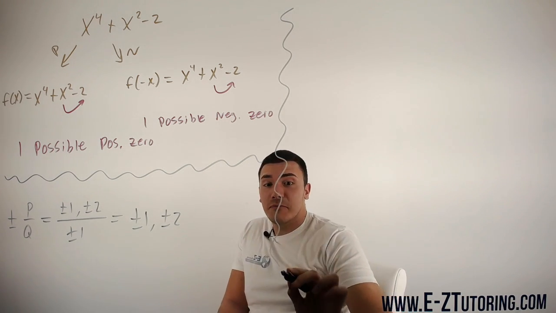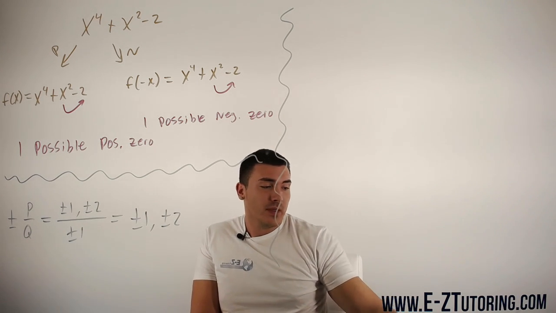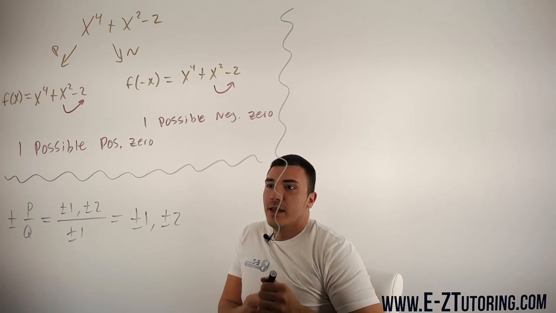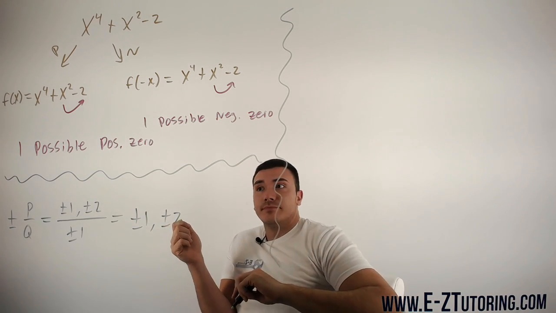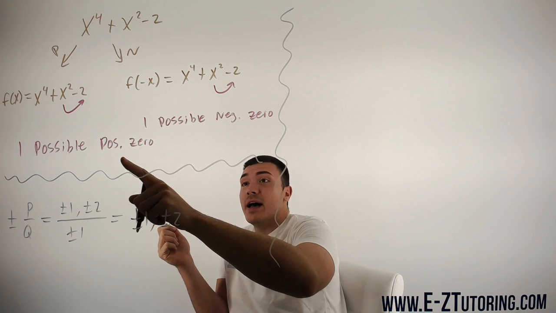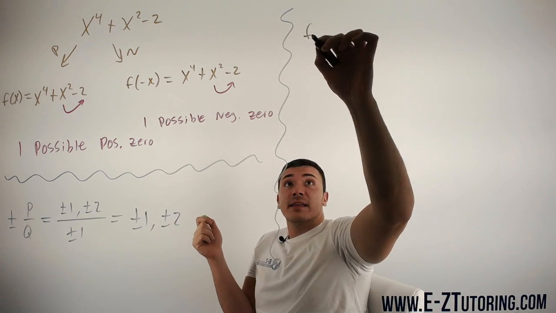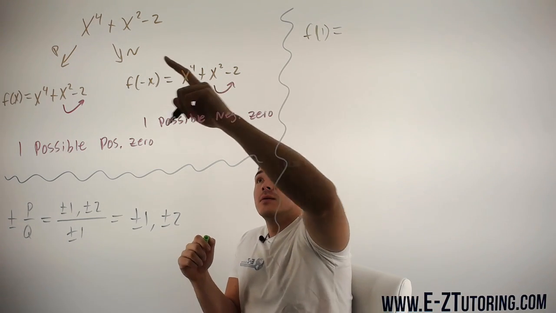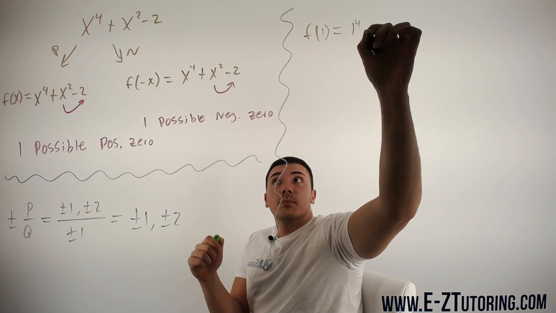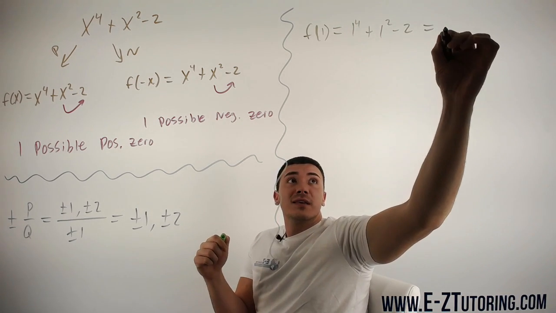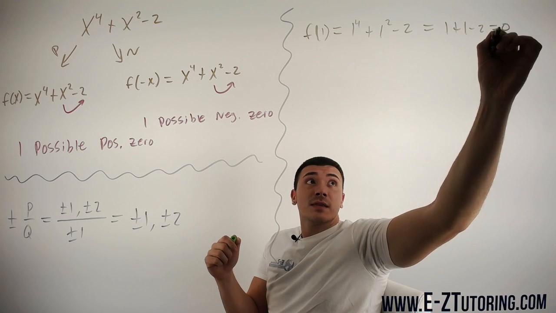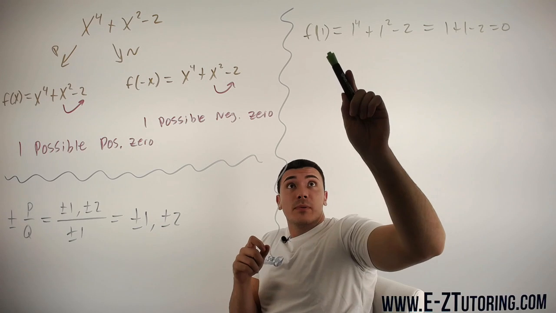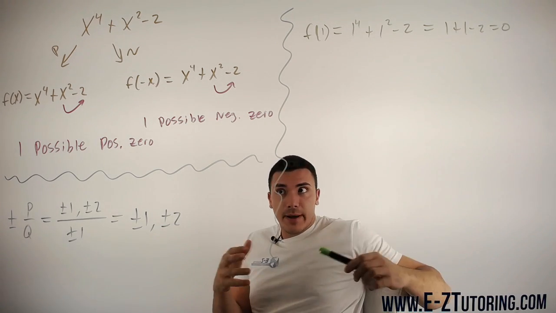So now on to finding the actual zeros. If we want to find the actual zeros, you start with these numbers and you start plugging in. So let's say we take 1. We will start off with the possible positive zeros. So we are doing positive 1. We plug in 1 into the function, and we get 1 to the fourth plus 1 squared minus 2, which is equal to just 1 plus 1 minus 2, which is equal to 0. So just like that, we have found one of the zeros. Because when we plug it in, we got 0, so 1 is a zero.